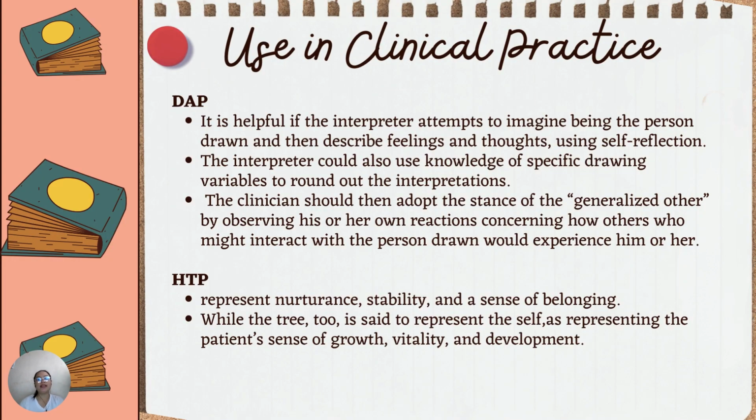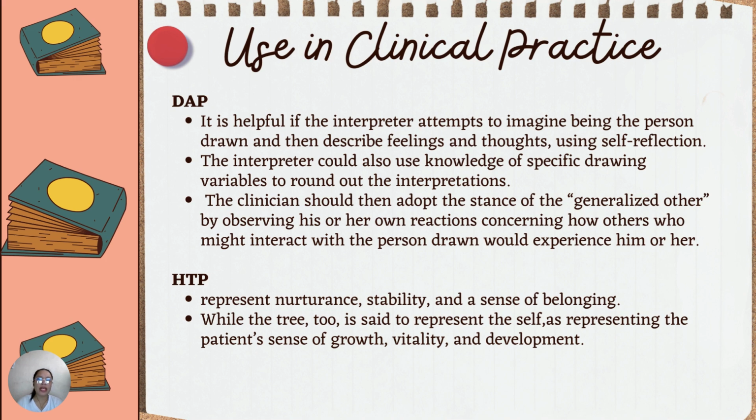Used in clinical practice, the DAP is helpful if the interpreter attempts to imagine being the person drawn and then describe feelings and thoughts using self-reflection. The interpreter might ask, how do I feel about myself? How do I approach others? What do I need in order to feel safe in my world? The interpreter could also use knowledge of specific drawing variables to round out the interpretations.